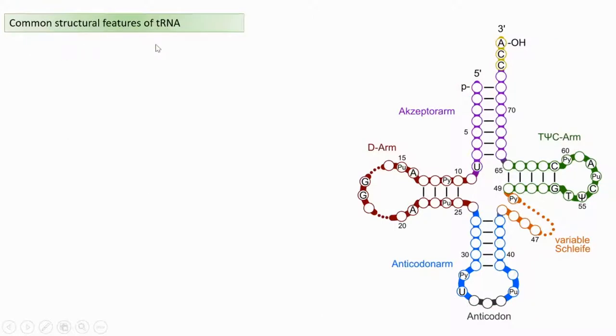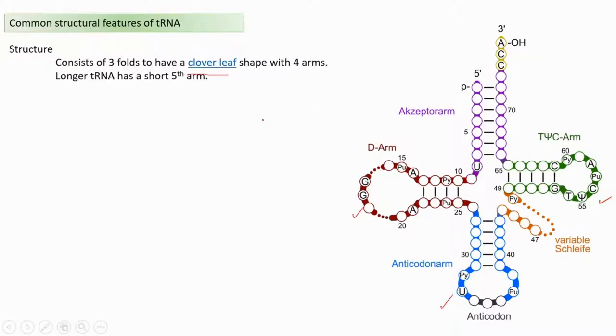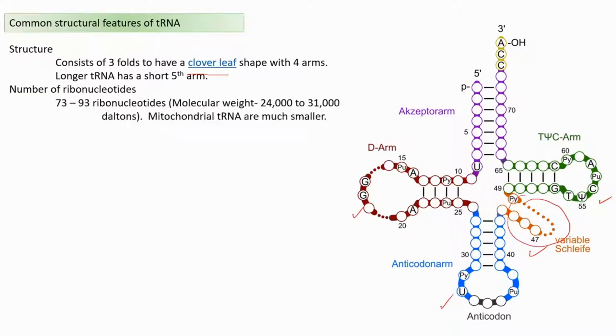Common structural features. The structure consists of three folds, to give a clover leaf like structure. I will show you which are the three folds: one, two, three. Then a longer tRNA has a short fifth arm. This is the short fifth arm. The number of ribonucleotides may vary from 73 to 93. Molecular weight ranges between 24,000 to 31,000. Mitochondria also have tRNAs.